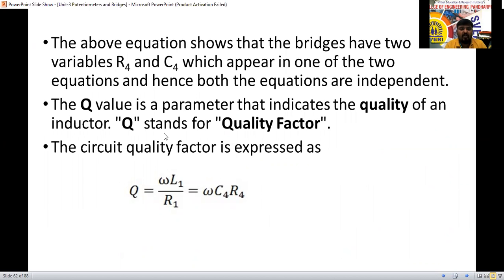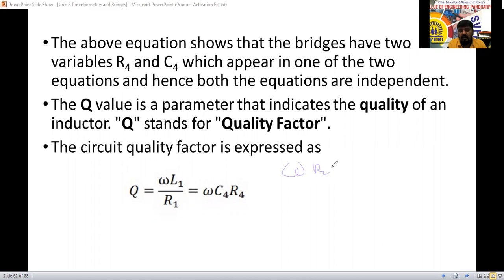The quality factor expression is Q factor equal to XL divided by R1, where XL equals omega L1. So omega L1, with omega as it is, divided by R1, for which we already have the equation. From this we will calculate it. I will write omega L1 equal to what?